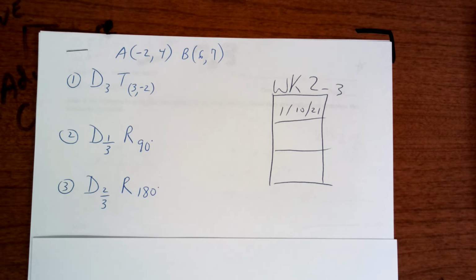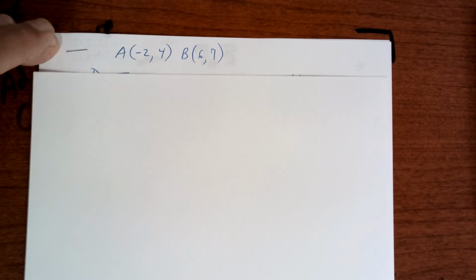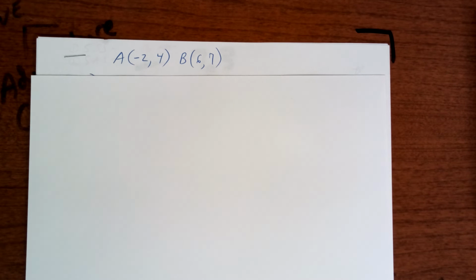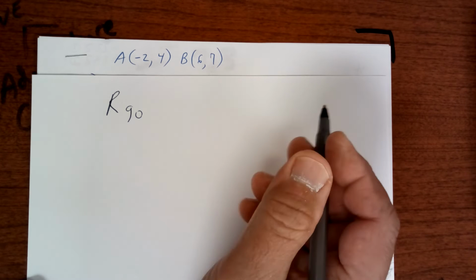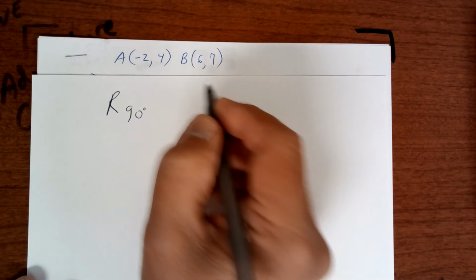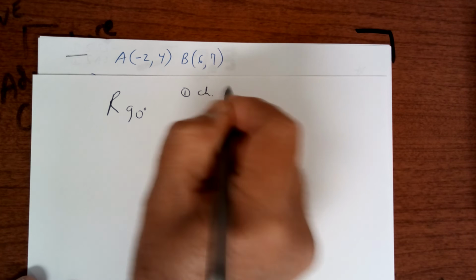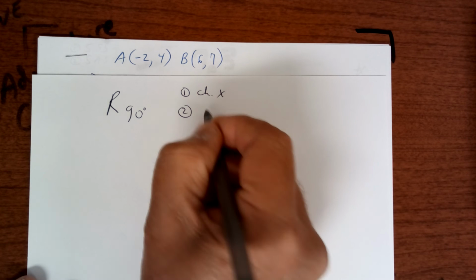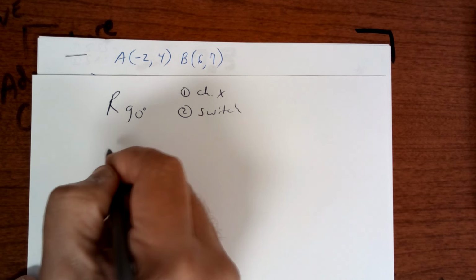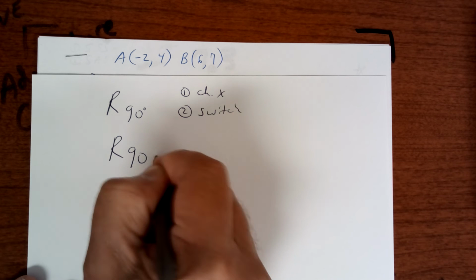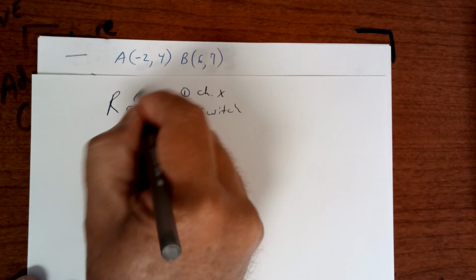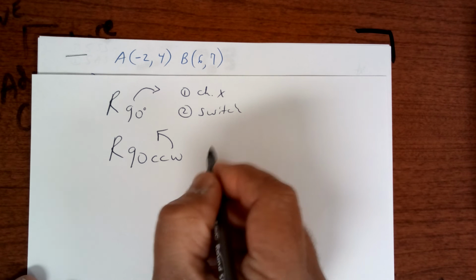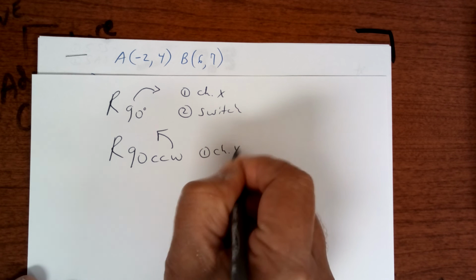Let's take a look here. There are 3 rules for rotation that I want to hear you discuss with your neighbor. Number 1 is rotate 90 degrees, and that would be clockwise. If you go 90 degrees, you change the x and switch. Rotate 90 degrees counterclockwise, going this way, you're going to change the y and switch.